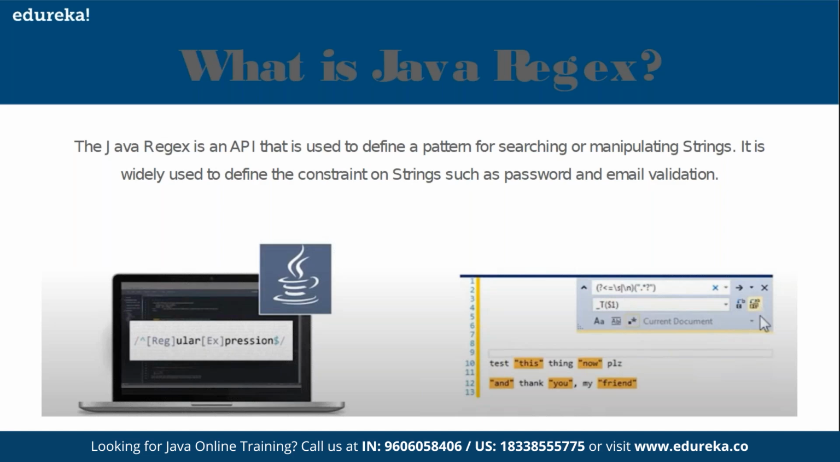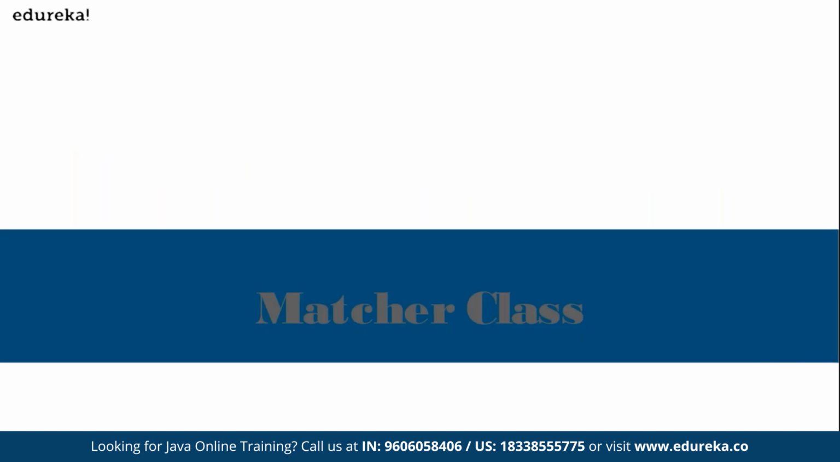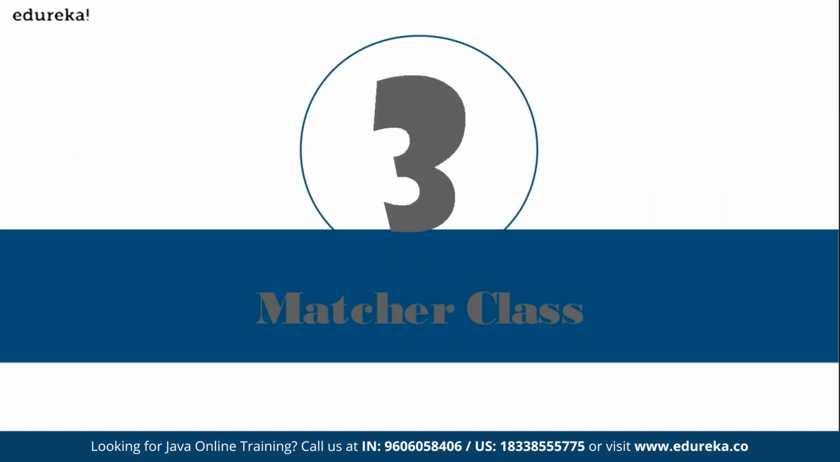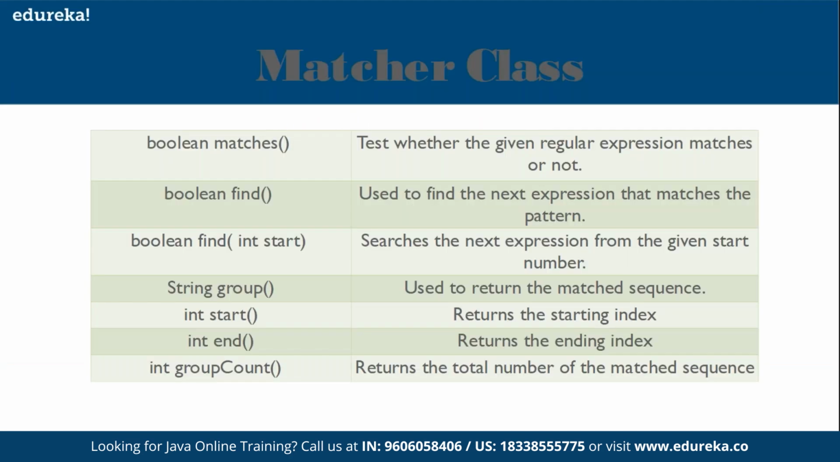The first one which we are going to discuss is the Matcher class. So what is this Matcher class all about? This class is used to perform match operations on a character sequence. We have the table which you are able to see. The table represents various methods of the Matcher class.